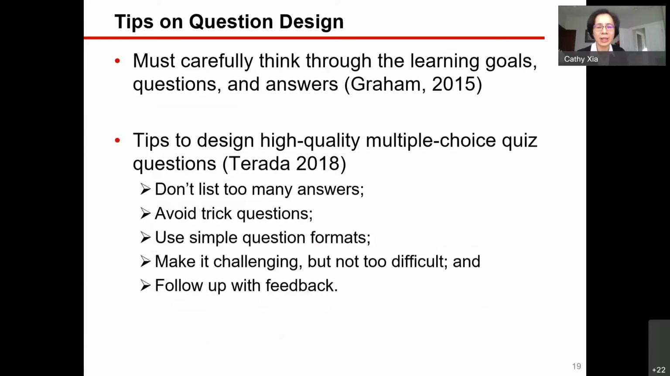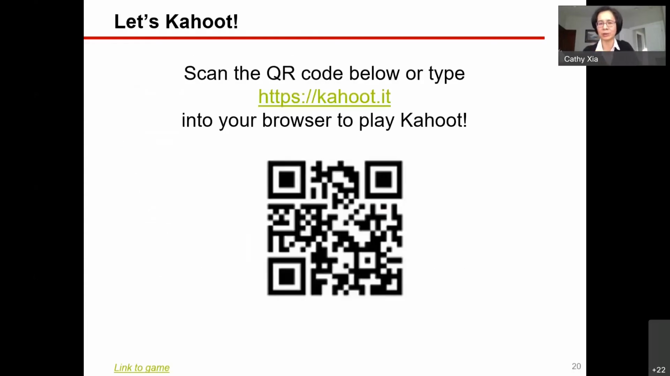So one comment I want to make is that when we design the questions, as instructors, we really need to think carefully about what the purpose and the learning goal of those questions is. Here I borrowed from this reference, Parada, 2018, who gave some tips on how to design high quality multiple choice questions to maximize the learning goal. For example, you shouldn't have too many answers, avoid tricky questions, use simple formats, and make it challenging, but not too difficult. And then you always follow up with feedback. Priya, what do you want to add on?